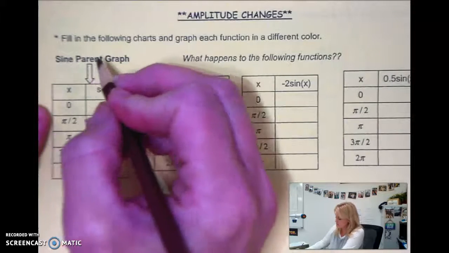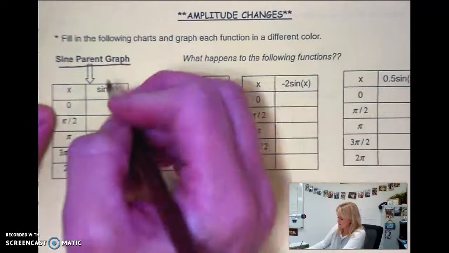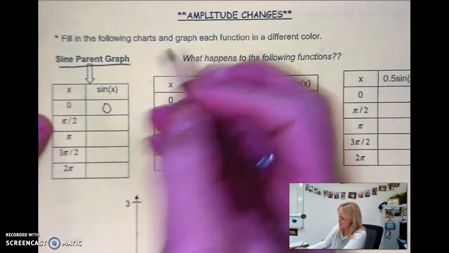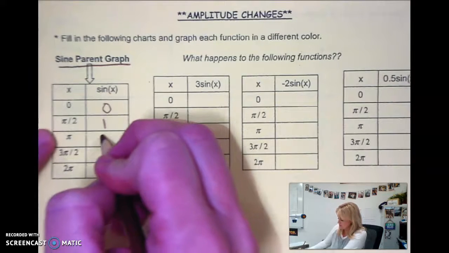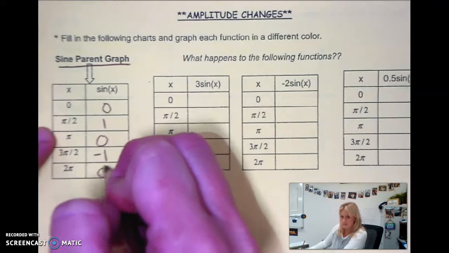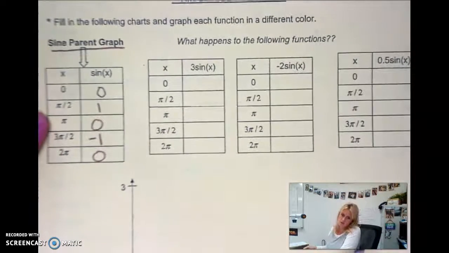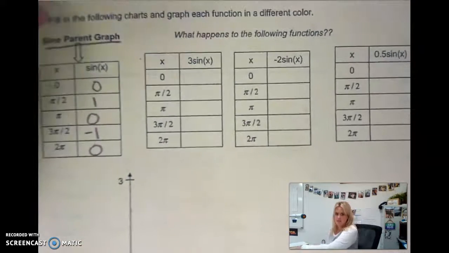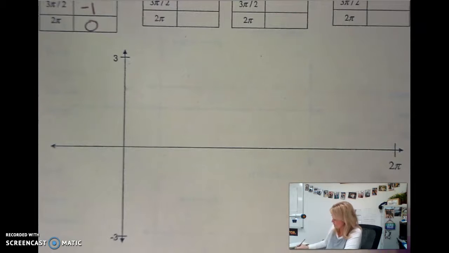So when we talk about the parent graph, and that's what we did already, the sine at 0 is 0. The sine at pi over 2 is 1. The sine at pi is 0, -1, and back to 0 again. And if you have markers or colored pencils, this might be a good time for you to grab those, because then we can compare on our graph here.